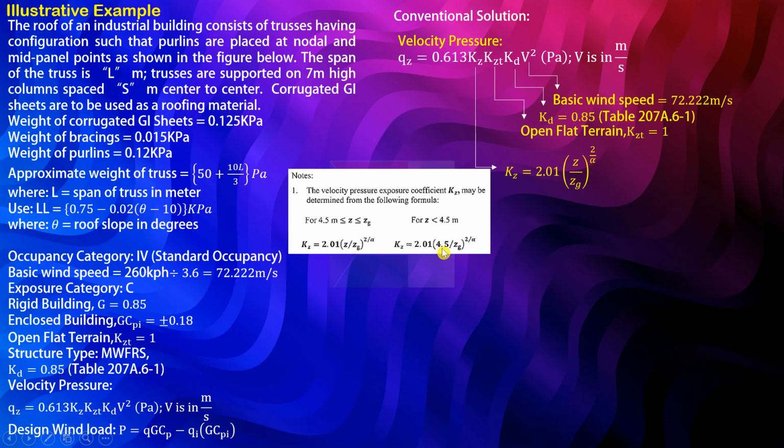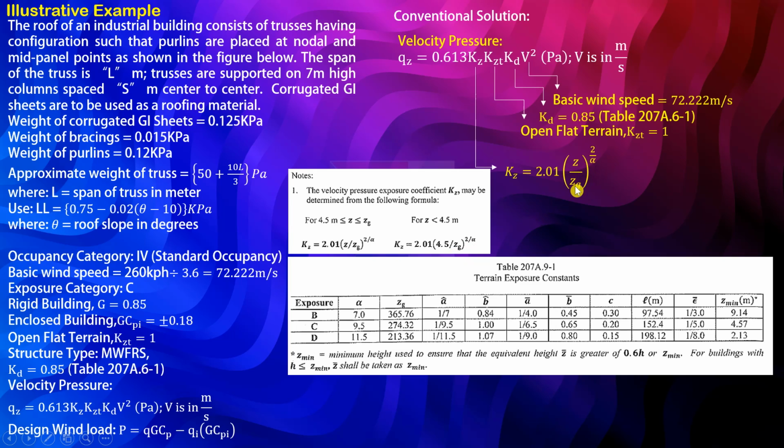So makikita mo na pinaka-minimum z is itong 4.5 na. Okay? Kasi hindi na z yung nilagay niya. Talagang 4.5 na talaga. So bali kung z mo is mga 1 meter or 2 meter, so 4.5 pa rin yung gagamitin. So minimum z is itong 4.5.